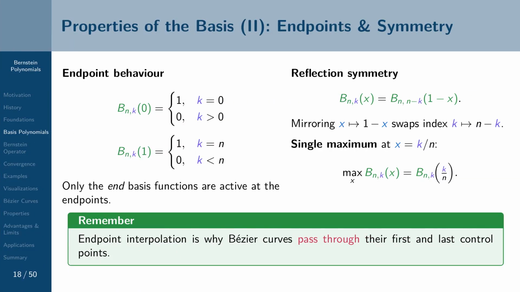Now the boundary behavior. At x equals 0, only b sub n comma 0 is non-zero, and it equals 1. At x equals 1, only b sub n comma n survives. So only the end basis functions are active at the endpoints. This is why, later, Bézier curves pass exactly through their first and last control points. There is also a clean reflection symmetry. Replacing x by 1 minus x swaps the index k with n minus k, and each basis polynomial has a single maximum, located at x equals k over n.